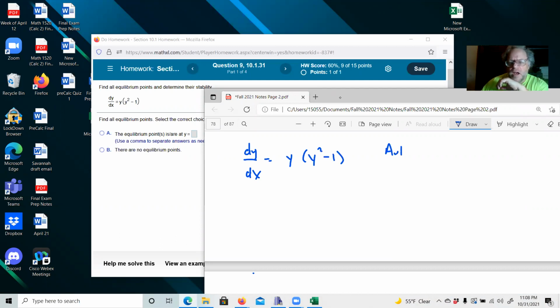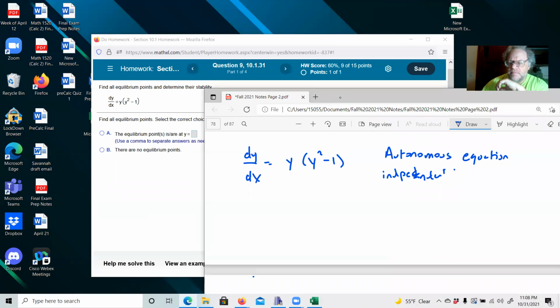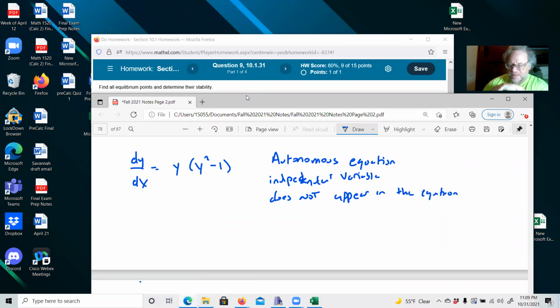It's called an autonomous equation because the independent variable does not appear in the equation. I don't know why it's called autonomous, but that's what autonomous means: the x or the t is not here. Usually in differential equations, it's a dy by dt.